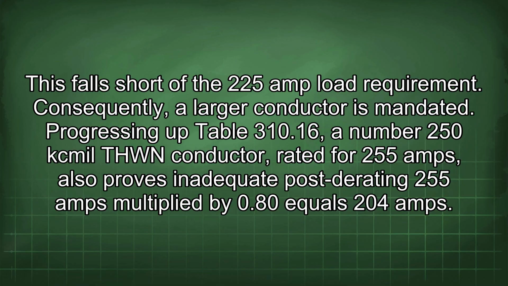Progressing up Table 310.16, a 250 kcmil THWN conductor rated for 255 amps also proves inadequate. Post-derating, 255 amps multiplied by 0.80 equals 204 amps.